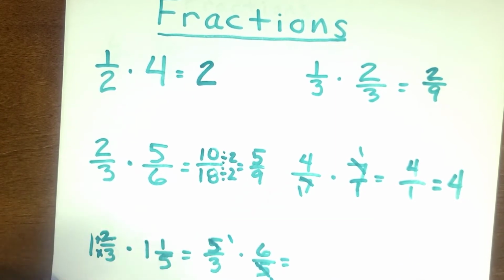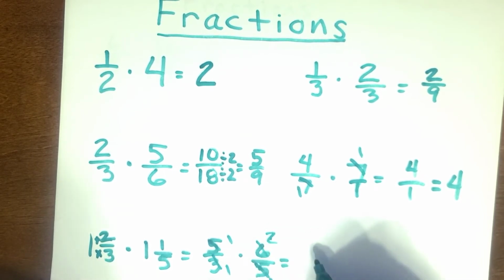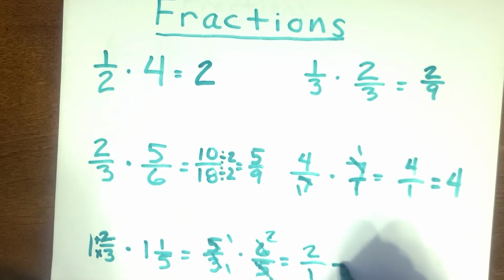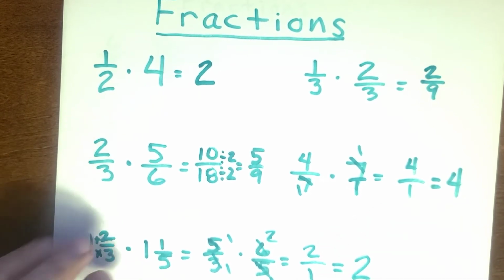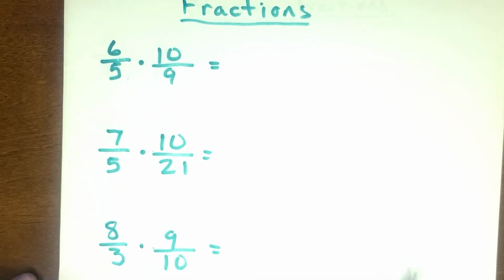Is that all we have? Well, no. 3 goes into 6 2 times. 3 goes into 3 one time. 1 times 2 is 2. 1 times 1 is 1. And 2 over 1 equals 2. Now, moving on. Now, Professor AlgeBro, would you come back in?